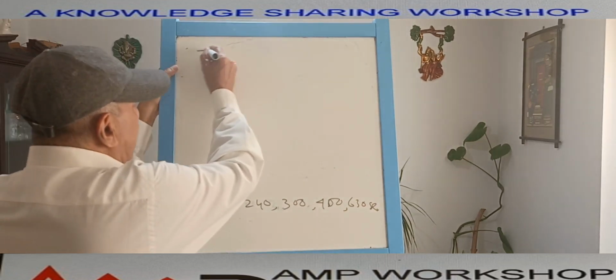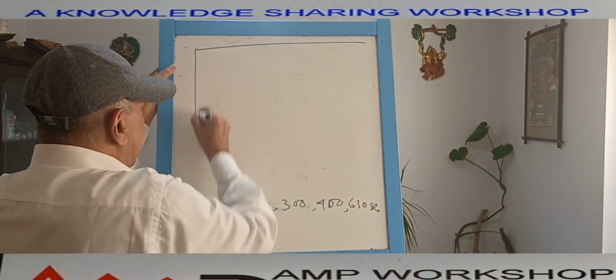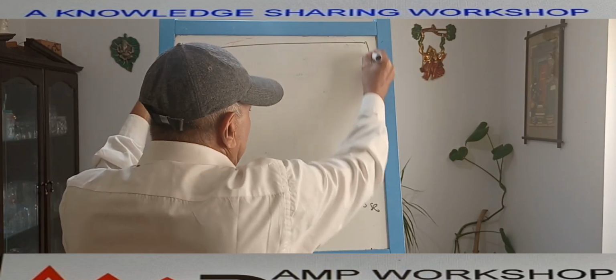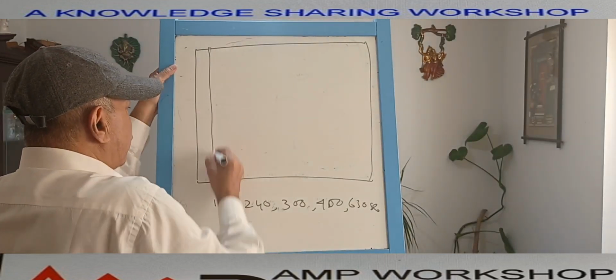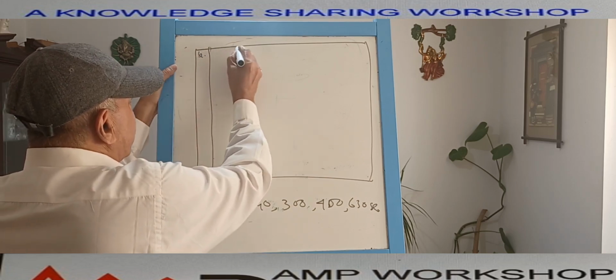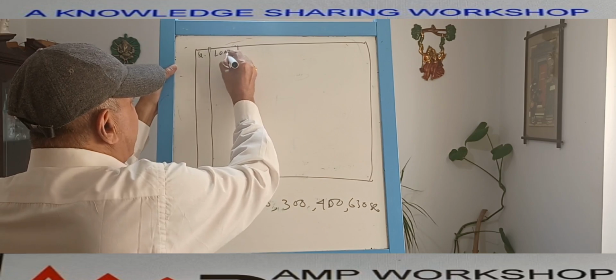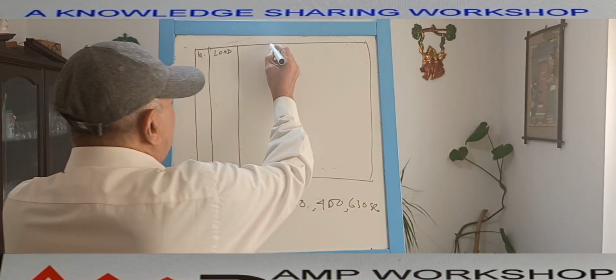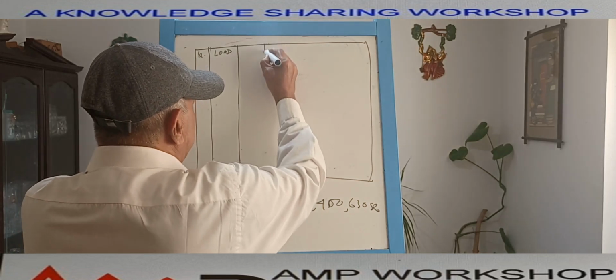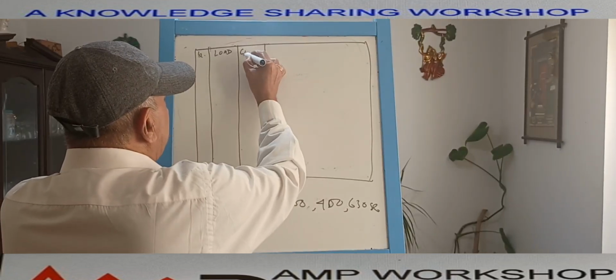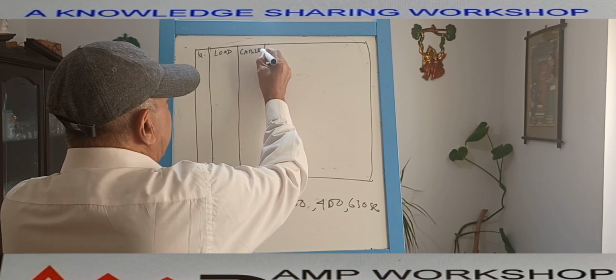How do we make that table? Suppose we make the table in this way. I am giving just a draft. Suppose this is the first column, we make a serial number. Second column, we give the load details. Load details means equipment, field equipment details. Third column, we will be giving the cable details. We will write down over here cable. What is the cable size and cable details?